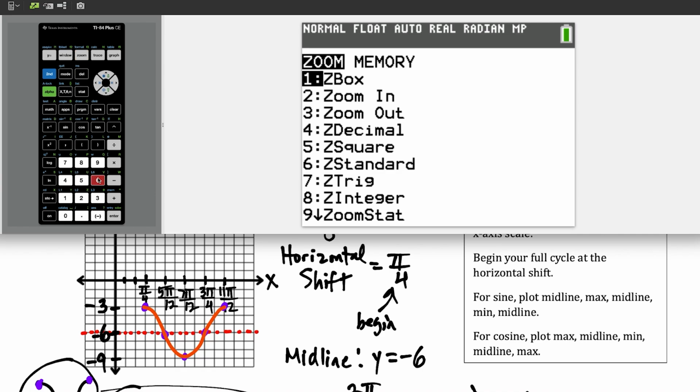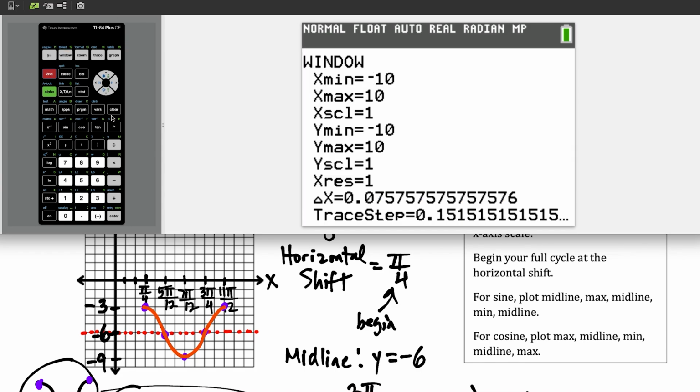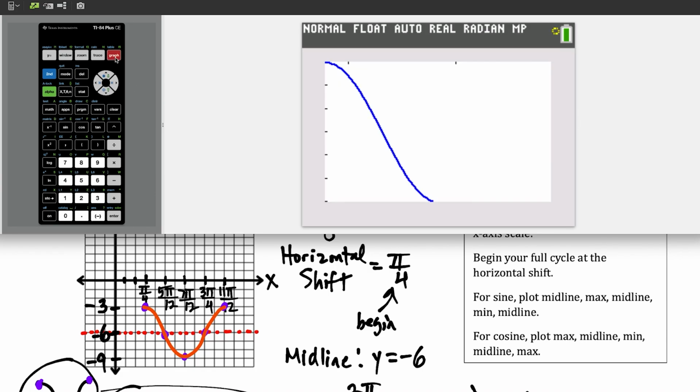So if I press zoom 6 and put the graph back to normal, we could see our cosine curve all the way here from -10 to 10. But I will go to window and I will make my x minimum at pi over 4 and my x maximum at 11 pi over 12. And if we did this right, it should give us one full cycle. And for the lowest point, I'm going to go down to -9. And for the highest point, we're going up to -3. So let's see if we get one full cycle.